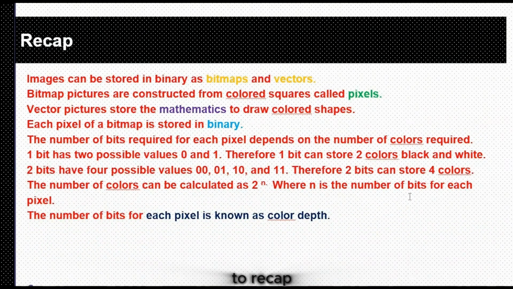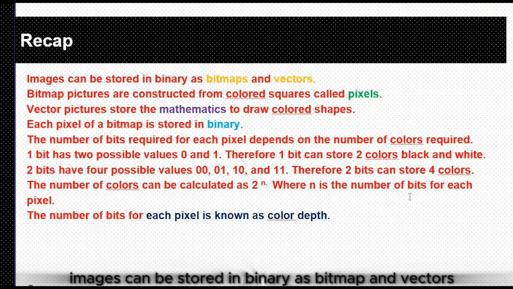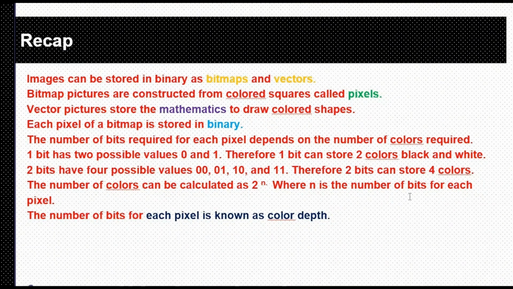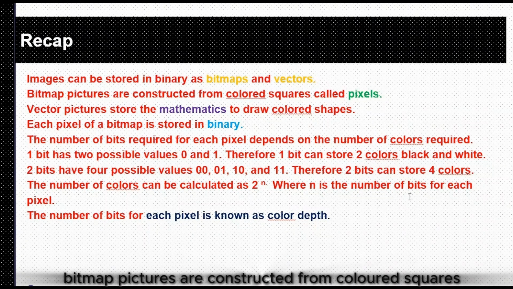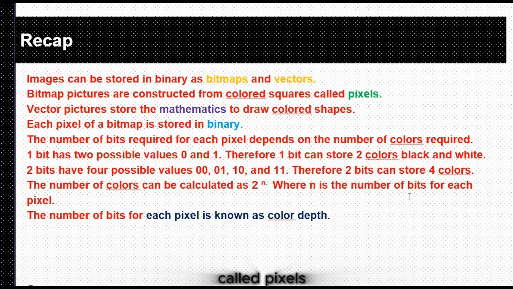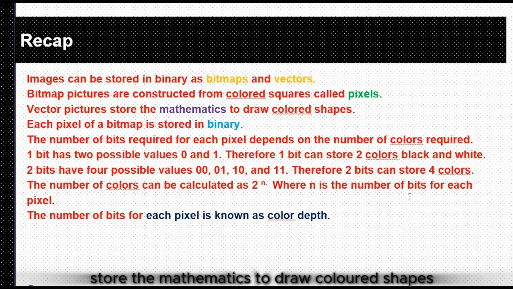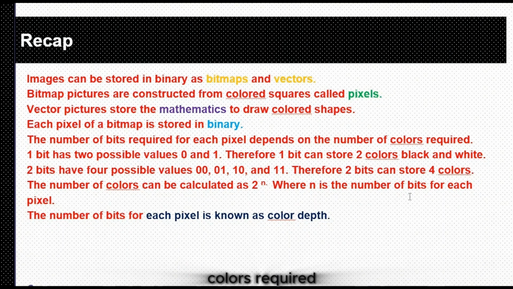So to recap, images can be stored in binary as bitmap and vectors. Bitmap pictures are constructed from colored squares called pixels. Vector pictures show the mathematics to draw colored shapes. Each pixel of a bitmap is stored in binary. The number of bits required for each pixel depends on the number of colors required.